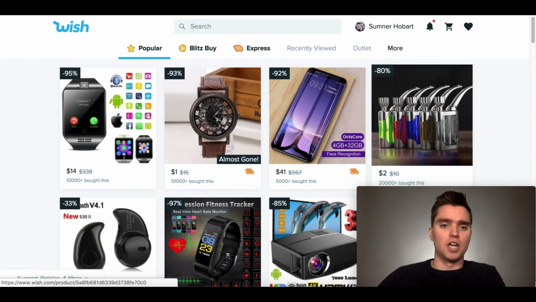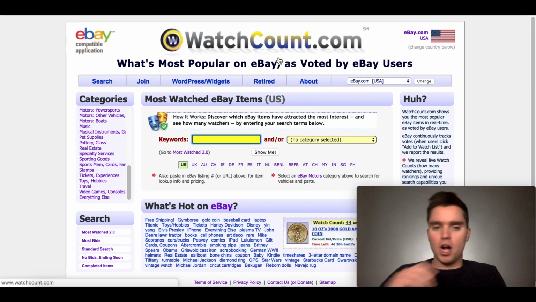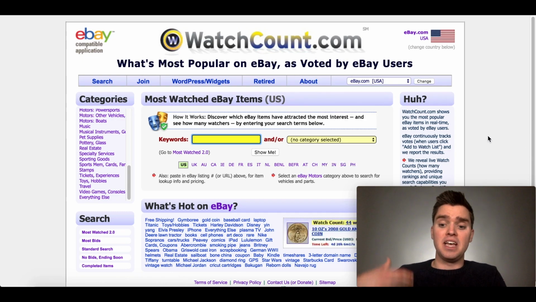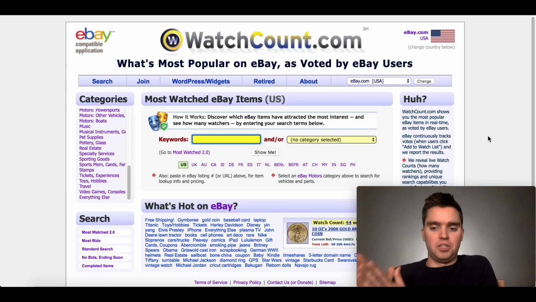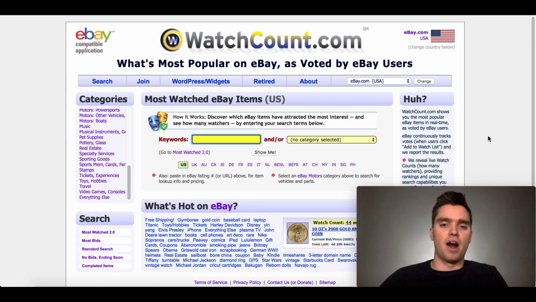And the second is Watchcount.com, which is right here. As you can see, Watchcount finds what's popular on eBay, so what is being seen or watched on eBay. Again, what has high favorability or a high watch value on eBay. There's a strong correlation between that and products that sell well on Amazon FBA. So for both of these sites, there's a high correlation between things that sell well or are being watched here and then selling well on Amazon FBA, right? Which is why we use these two strategies specifically.